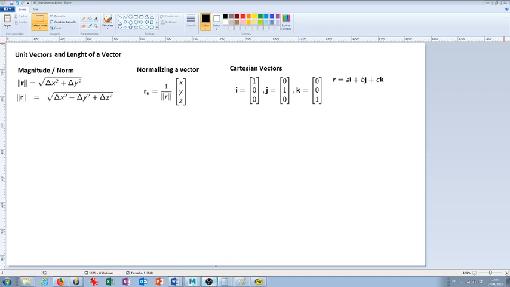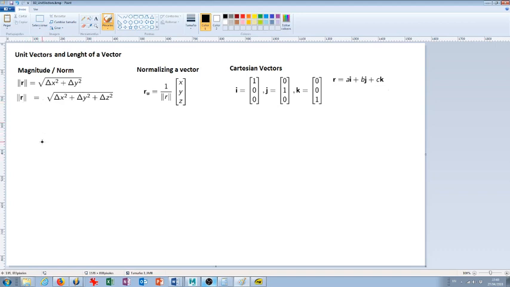Right, unit vectors and length of a vector. Before understanding unit vectors, let's explain how to calculate the length of a vector. The length of a vector is sometimes called magnitude or norm of a vector. It's given by these formulas. This is for the 2D case, and this is the 3D case. But let's see where this comes from. It comes really from Pythagoras, right?